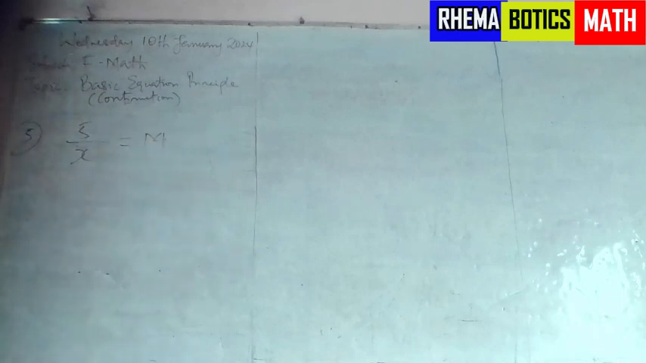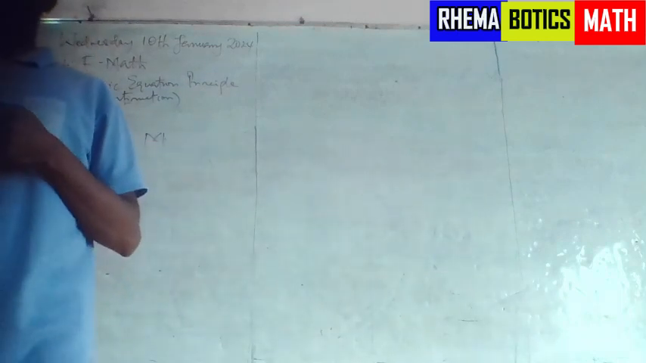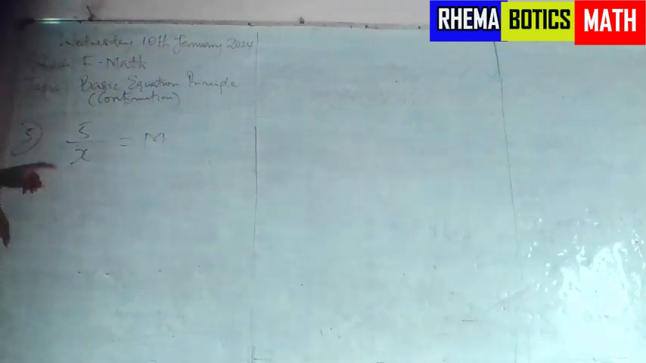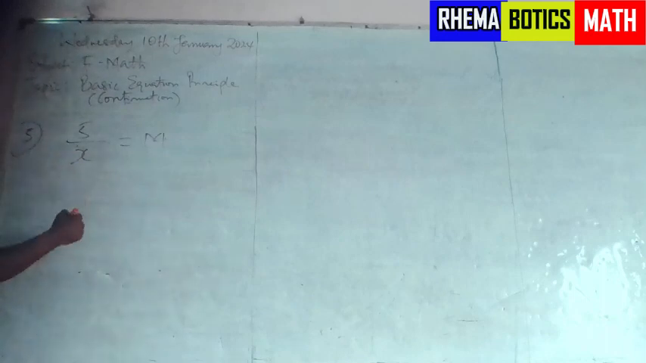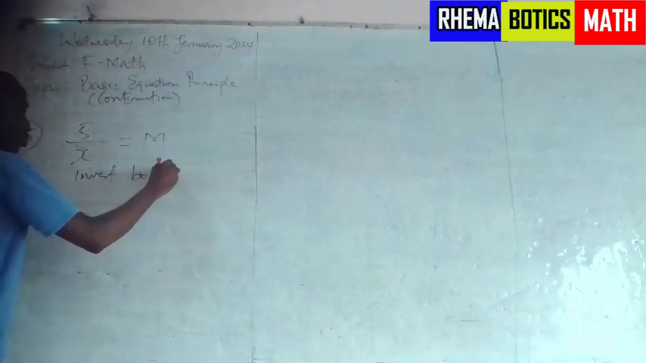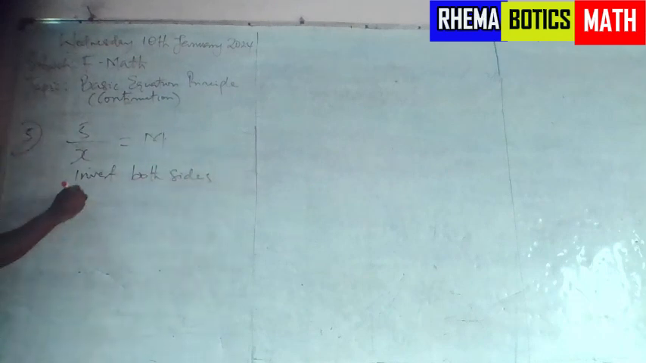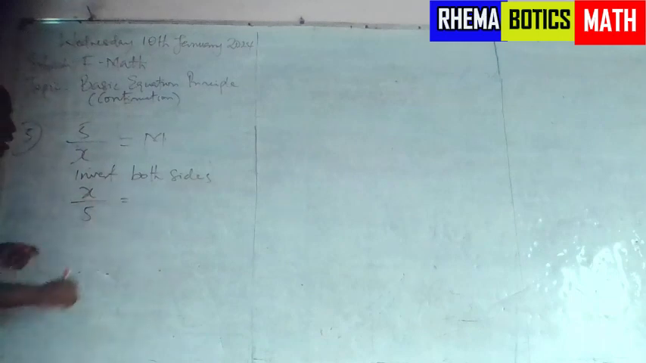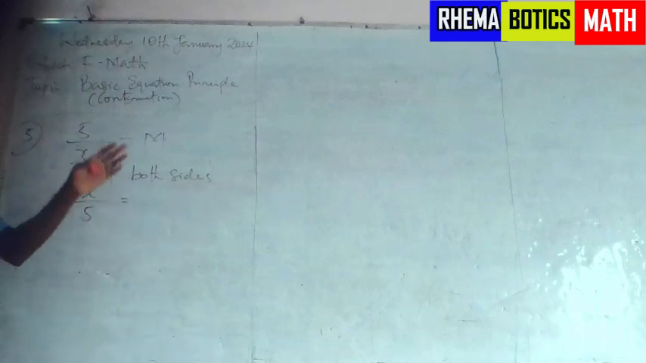Now this is slightly different from number 4, right? In number 4, x was the numerator. But now we have x as our denominator. So how do you resolve a problem like this? First of all, you invert both sides. Don't forget, we are still making x our subject, so invert both sides. That means take the x up and take the 5 down. And anything you do on the left hand side, do it on the right hand side.